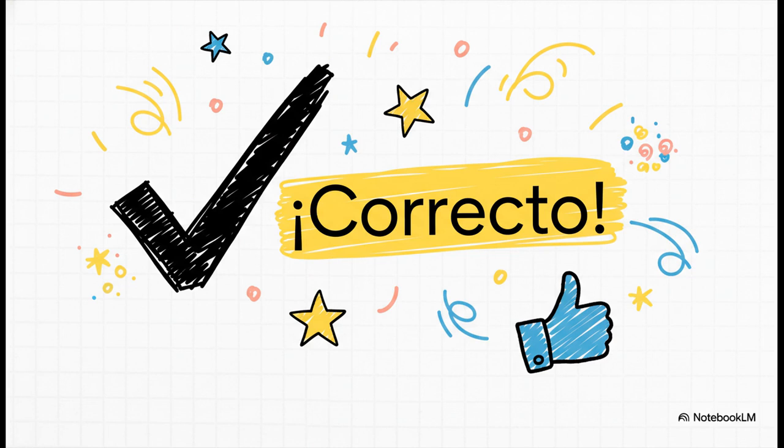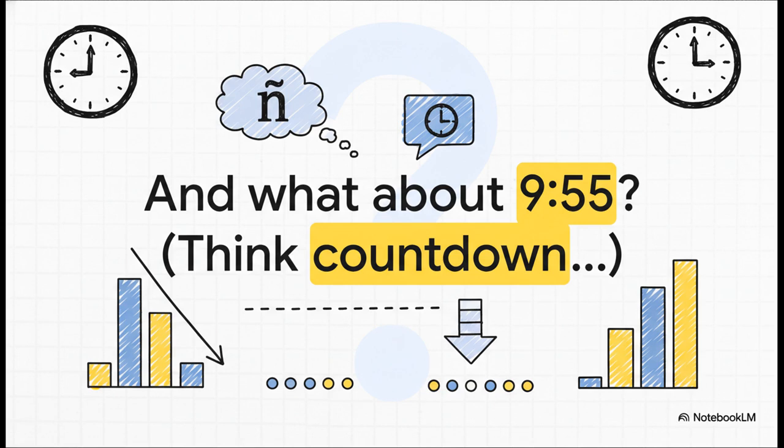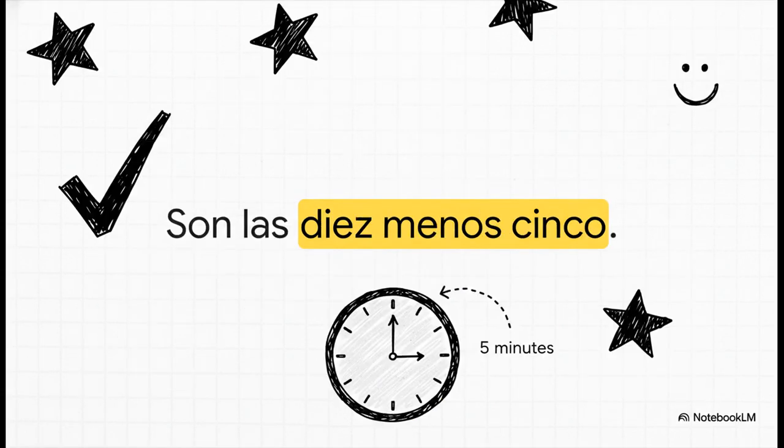Fantastic. Okay, now for a trickier one, 9:55. How would you say that? Remember that countdown method. What's the next hour, and how many minutes till you get there? Yep, you got it. It's son las diez menos cinco. The next hour is 10, and it's 5 minutes away. 10 o'clock minus 5 minutes. See, you've totally got this.